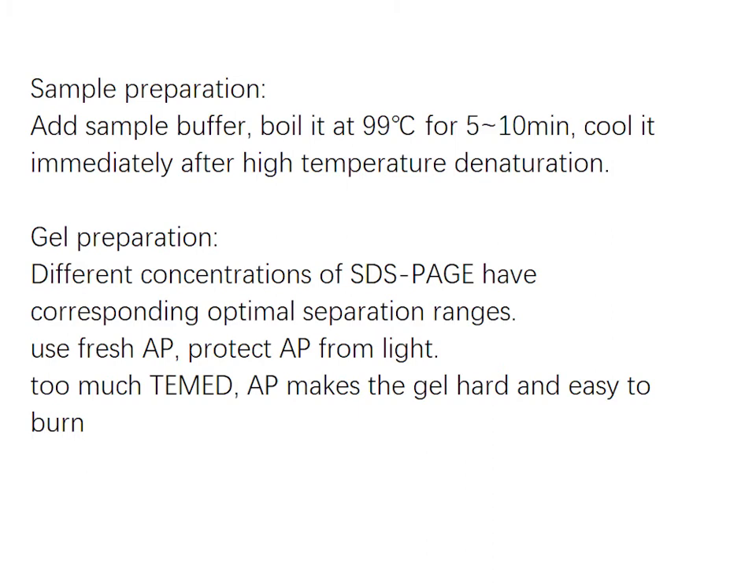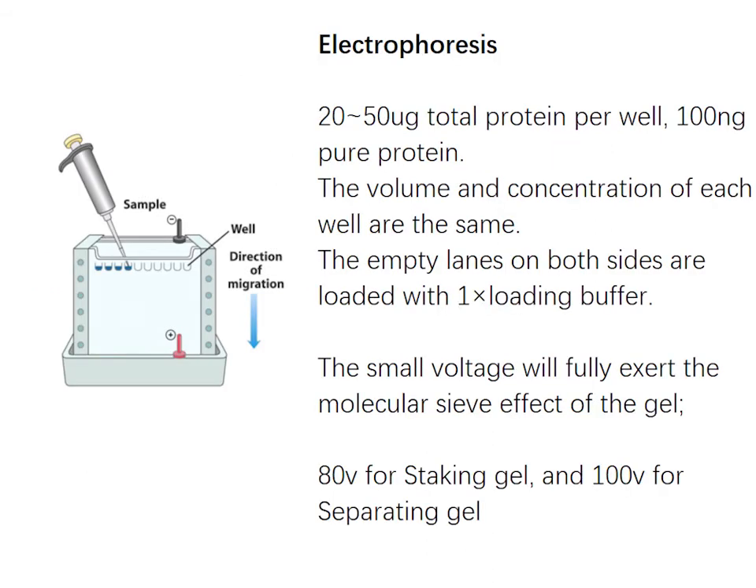For gel preparation, different concentrations for SDS-PAGE have corresponding optimal separation ranges. Use fresh APS, and protected from light. As to the electrophoresis, use 20 to 50 microgram total protein per well, and the volume and the concentration of each well are the same. The empty lanes on both sides are loaded with loading buffer.